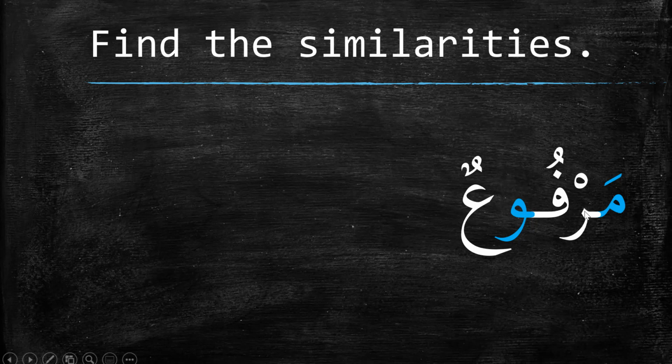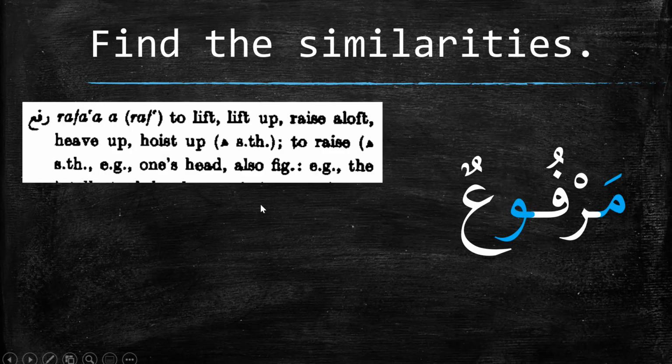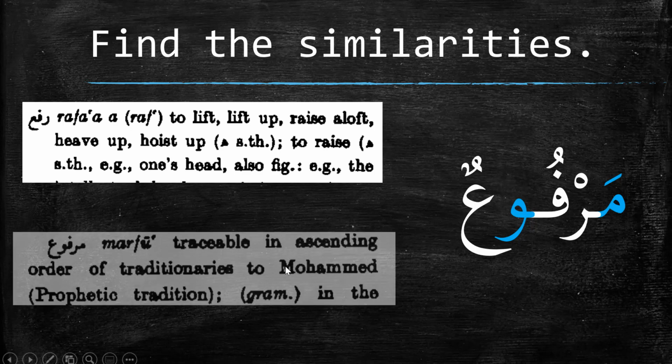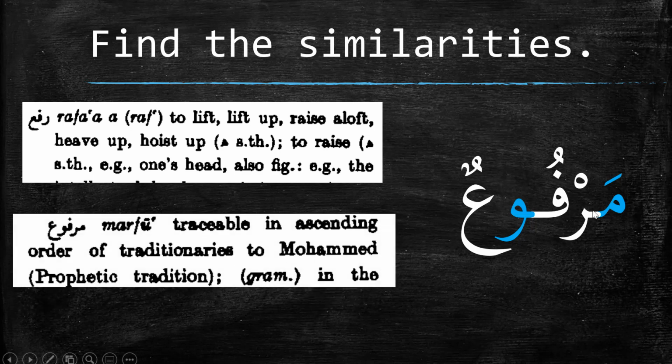Our next word is marfu'. Okay, so our root, take off the meem, take off the waw. Our root is rafa'a. So rafa'a means to lift up, to raise aloft, to heave up, to hoist, to raise something, like to raise one's head, to lift one's head up. It can also be to lift an object. Okay, when we see it in the dictionary, M-A for the meem and the fatha, R for the ra with the sukoon, F for the fa, U with the dhamma. Then we see the macron, and then we see the apostrophe facing to the right, representing the ayn.